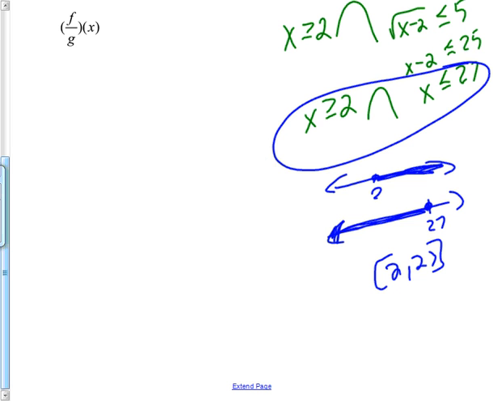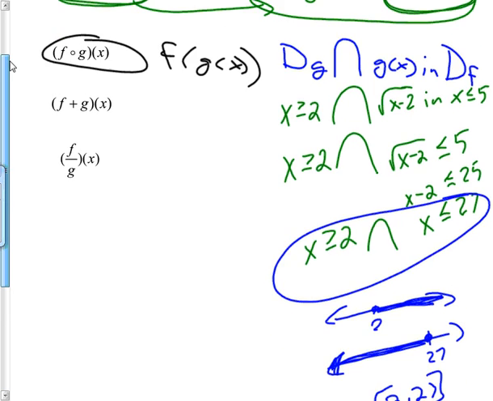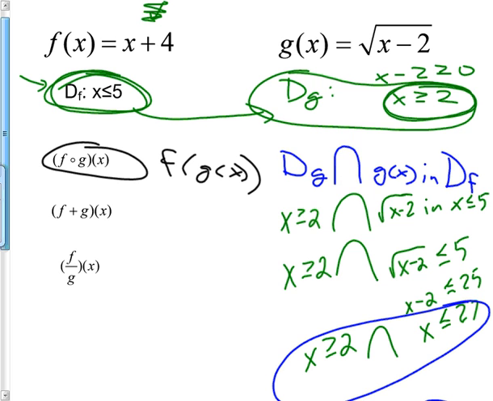How many had that domain right? Okay. So that's f of g of x. That's how to find the domain anyway. Now let's just go back to plain old, what is f of g of x? Not the domain, just f of g of x.